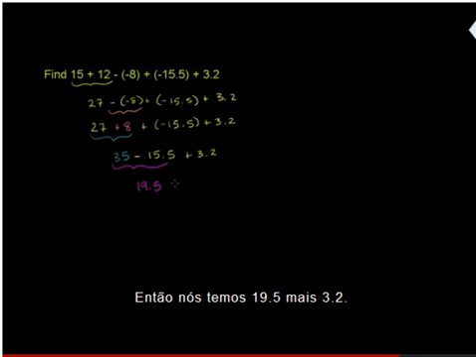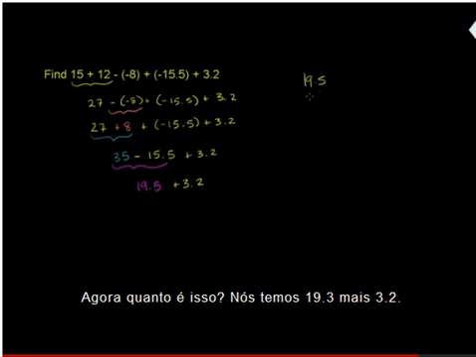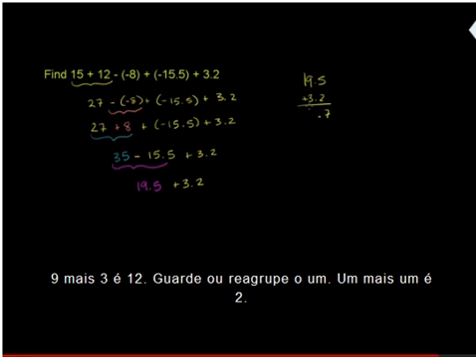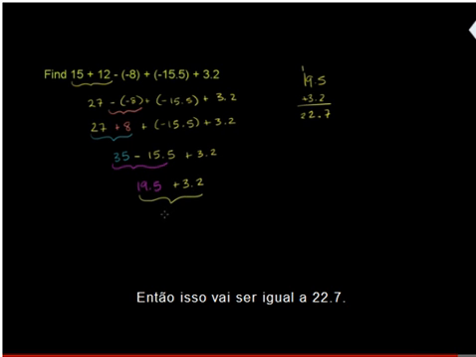And then we have 19.5 plus 3.2. Now what is that? We have 19.5 plus 3.2. 5 plus 2 is 7. We have our decimal point right there. 9 plus 3 is 12. Carry or regroup that 1. 1 plus 1 is 2. So this is going to be equal to 22.7.